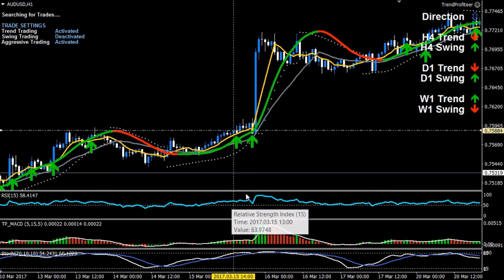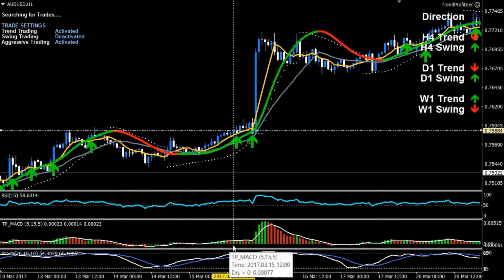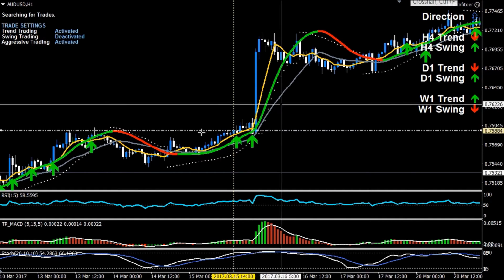RSI is 50 or above. In this case, it's above. And with the MACD, we've got 2 consecutive red histogram bars followed by a green histogram bar above the 0 line. Doesn't need to be above the signal line, just as long as it is above the 0 line. And that fulfills the criteria that we look for a swing within a trend on an aggressive trade.